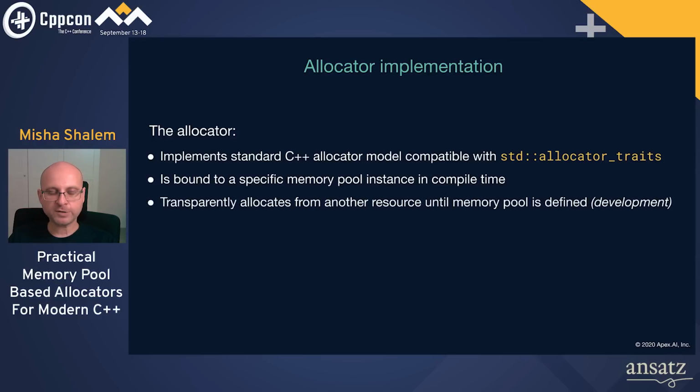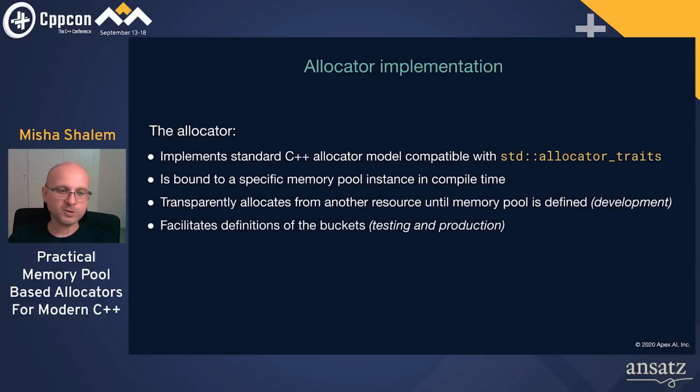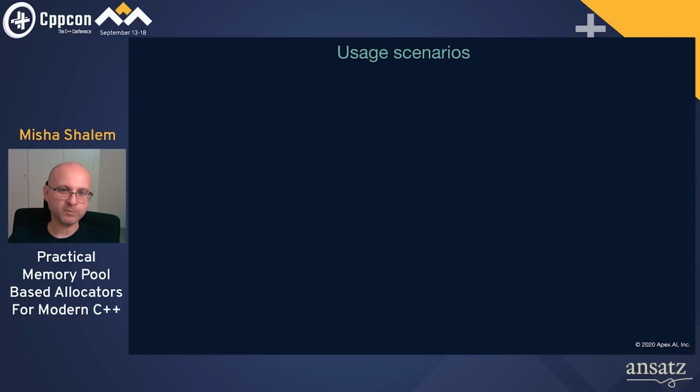Now, we also want our allocator to transparently allocate from another resource until the memory pool is defined. So until we run our analysis and we can know the bucket sizes, we want everything still kind of working, and we want developers not thinking too much about where it allocates from. So by default, we want our allocator to be able to allocate from probably heap or something before we go into full certifiable mode and we have buckets defined. And of course, we also want our allocator to be able to help us define these buckets, because we said that it knows all the information we actually need. So we should be able to extract it from it.